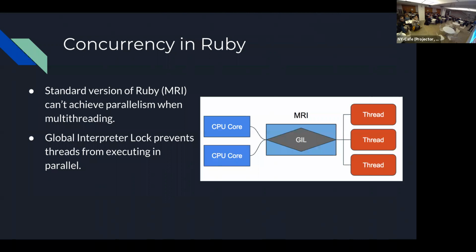And no matter how many CPU cores you have in your computer, the GIL will only allow one thread to run at once. So the standard runtime of Ruby, MRI, can get concurrency. You can jump between a bunch of threads in sequence, but you're not going to have multiple threads running at the same time. So that's kind of the crux of Ruby.